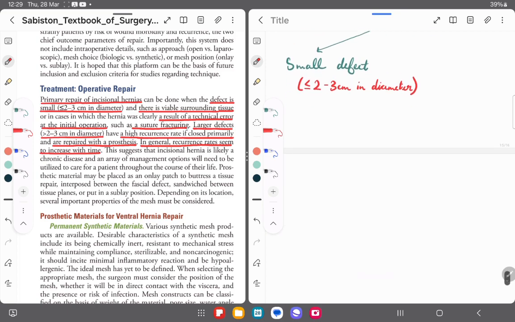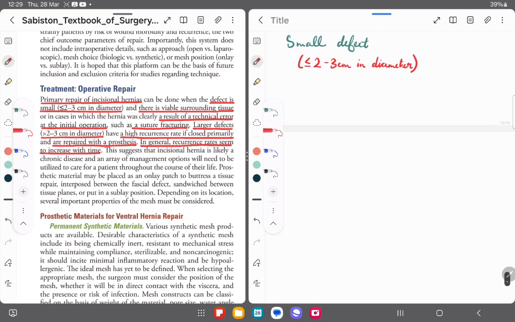If the defect is less than or equal to 2 to 3 cm in diameter, or number 2, technical error at initial operation. Technical error in initial operation. Example, suture fracturing.